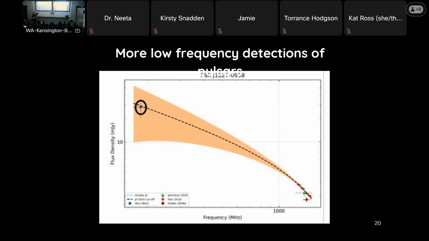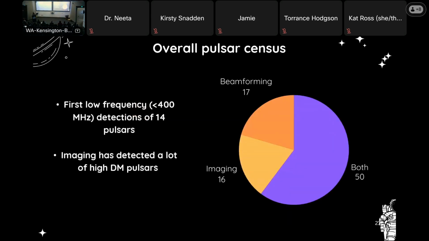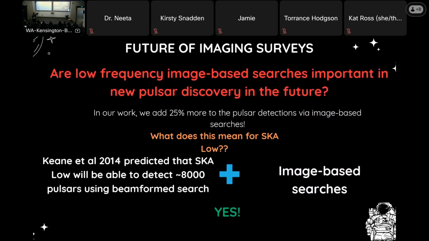So this is one of the 14 that we detected as part of our work. Overall, we have the first low frequency detection of 14 pulsars like the one that I showed in the previous slide. And imaging has actually detected a lot of the high DM pulsars that were previously missed with beamform searches for MWA VCS data. And that is just a pie chart showing the different divisions of the things that we are detecting. This is a very, very naive approach to understand if we are actually contributing anything. In our work with this pilot survey, we were able to introduce at least 25% more pulsar detections.